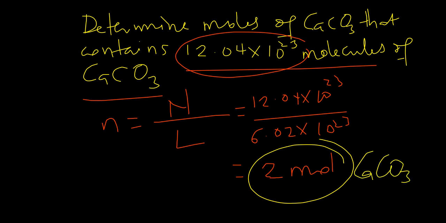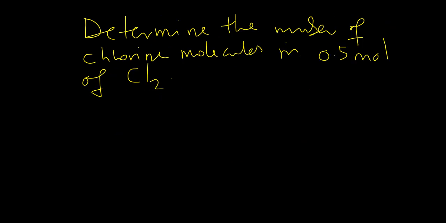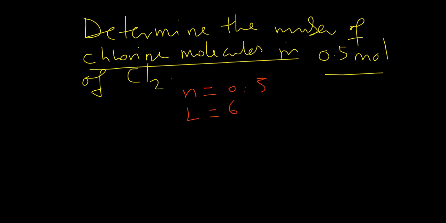Let's look at another example. In this example, you were asked to determine the number of chlorine molecules in 0.5 moles. So here we've been given the number of moles to be 0.5. Of course, the Avogadro's number would always be given to you, 6.02 times 10 exponent 23. So how do we determine the number of chlorine molecules? That's the number of particles. That is the capital N.